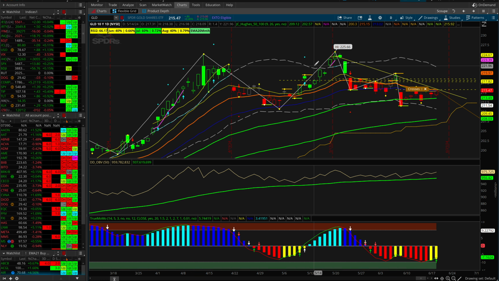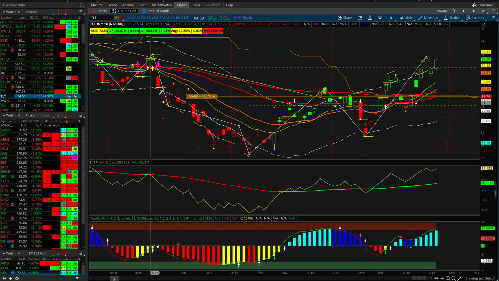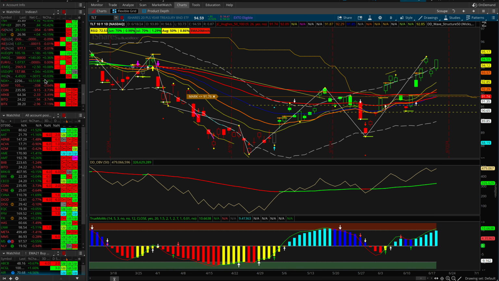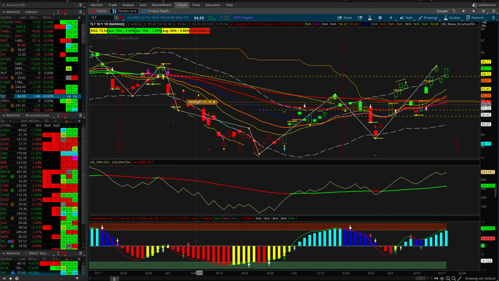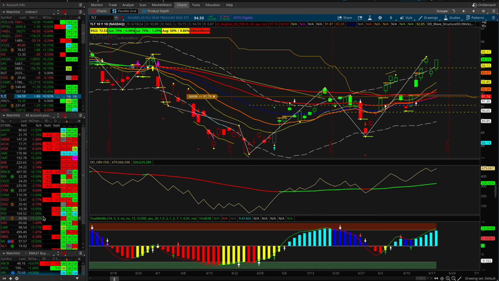All right, that's just something I'm going to keep an eye on. TLT for bonds. It'd be counter trend if I went, so I'll keep an eye on that one as well. Coinbase and Bitcoin are kind of irritating me today.